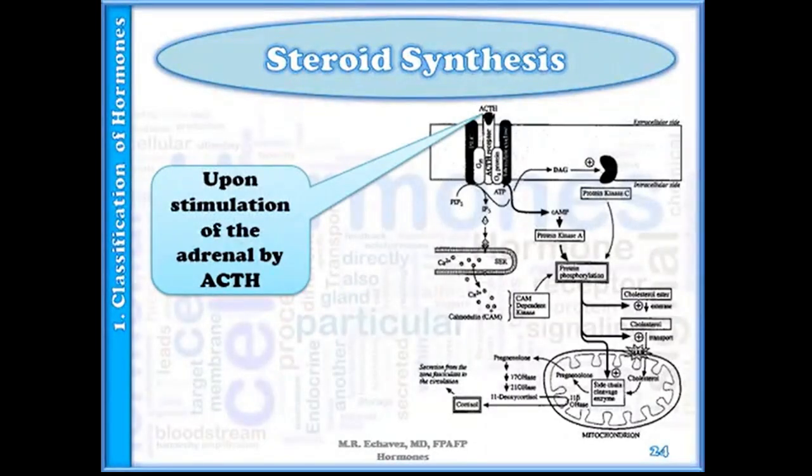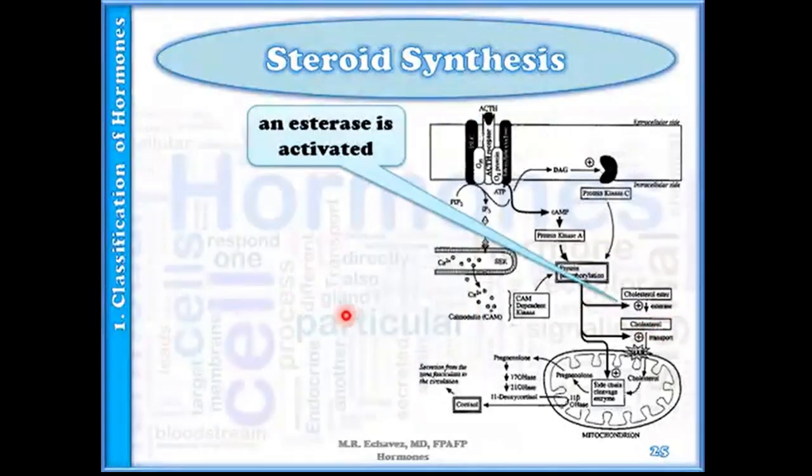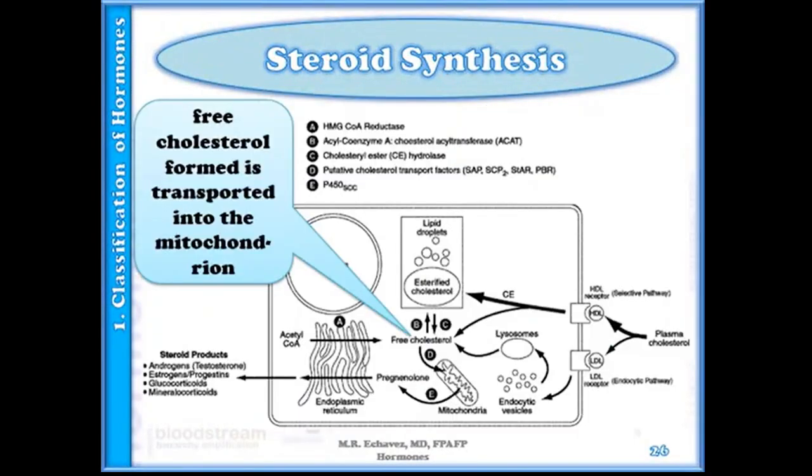So in steroid synthesis, just a brief review. When ACTH binds to its receptor, it causes the release of calcium and also diacylglycerol, which will activate protein kinase C and eventually activate the esterase. This esterase is activated so that cholesterol esters, which are the storage form of cholesterol, yield free cholesterol.